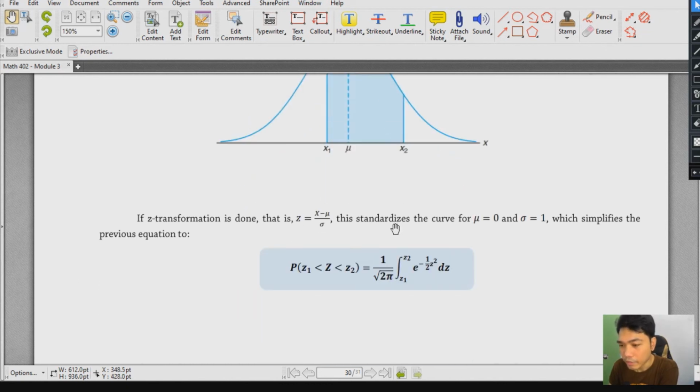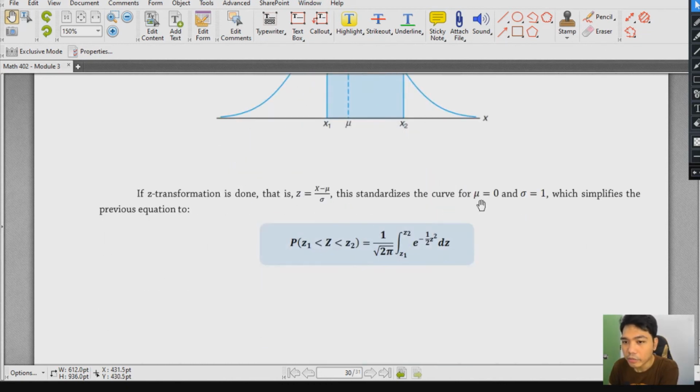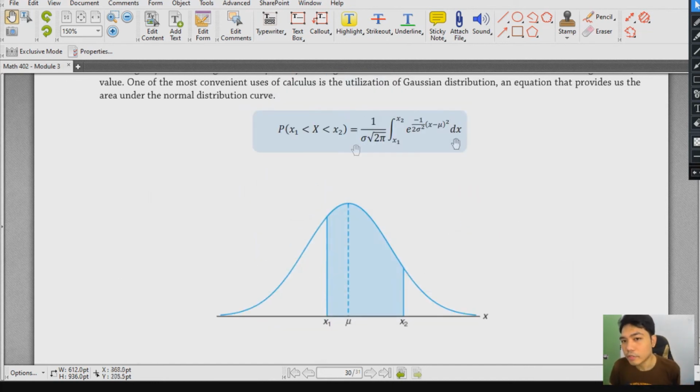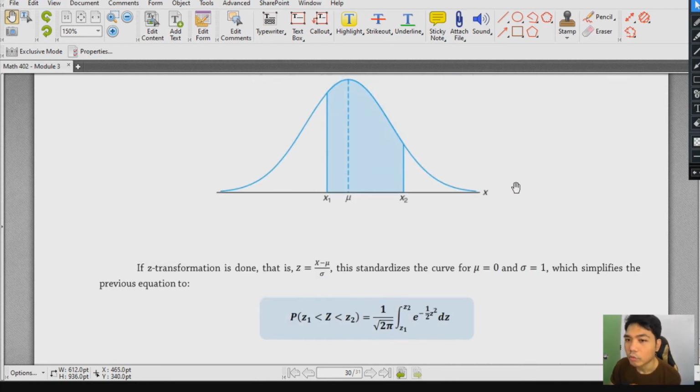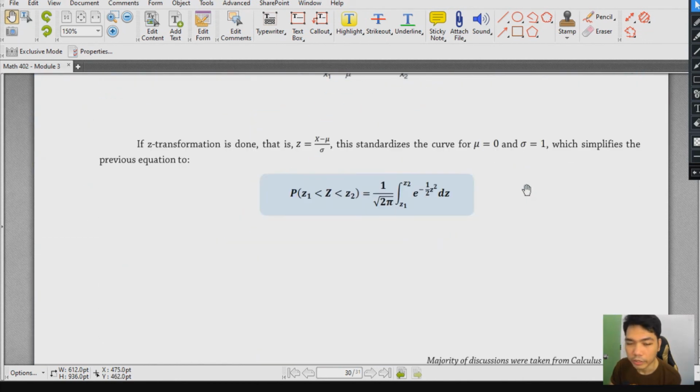But when it comes to the standardized normal distribution curve, mu or the mean becomes 0. Mean means average. So the mean becomes 0, and the standard deviation becomes 1. So the previous expression simplifies to this: 1 over square root of 2 pi, integrated from z1 to z2, of e raised to negative 1 half z squared. So if you're asked what is the probability or the value under this curve between z1 and z2, you just have to use this formula, and you'll be able to determine that without using any statistics table. So with all this being said, let's try to solve our problems.